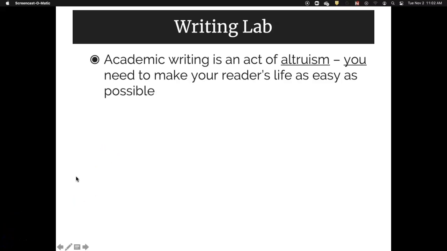And so a lot of what we're going to talk about here in a little bit is geared towards trying to make the reader's life as easy as possible and to make it so you are writing in this altruistic manner.